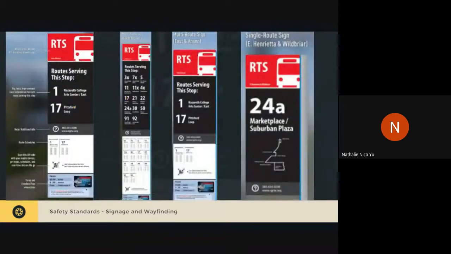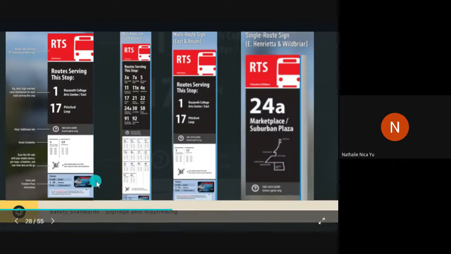Okay, next slide. So here's a great example of a bus signage sign. The top part you can see right there is bright and eye-catching, and you can also see the branding of every sign and also the routes serving this certain stop. Also some additional info: they put their phone number there, their website. They also put their route schedules, so you can see that there on the far left side, the 117.